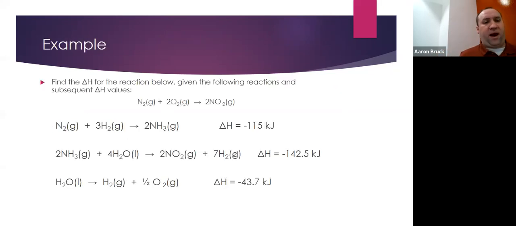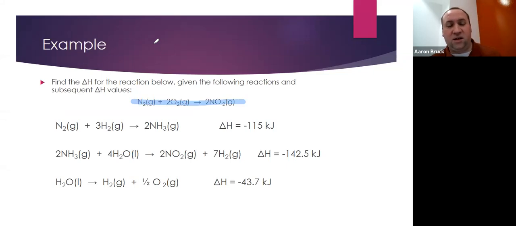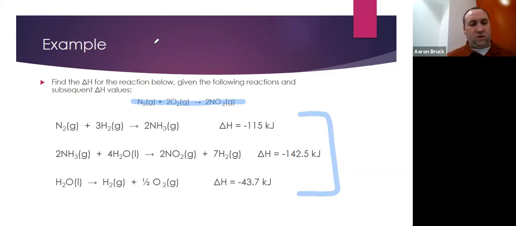So let's take a look at some practice problems here. Find the heat of reaction using the given reactions and their delta H values. So here's what we're trying to find. We are trying to find nitrogen reacting with 2 oxygens to make 2 nitrogen dioxides. Here is our bank of reactions that we're going to use.